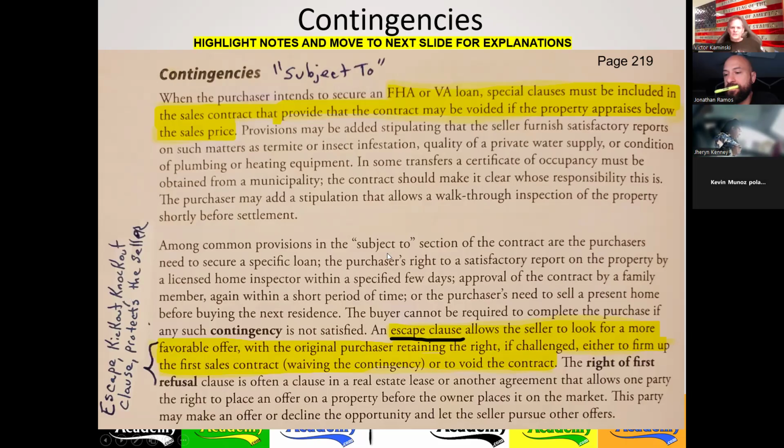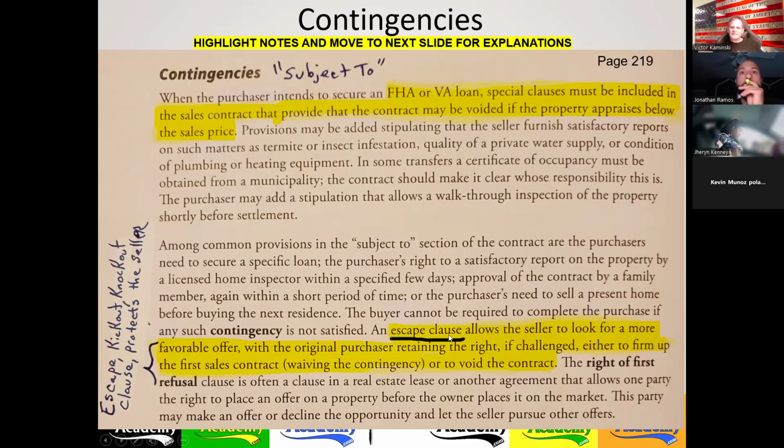See, among other provisions in the subject to section of the contract are when the purchaser needs to secure a specific loan, or the purchaser's right to a satisfactory report on the property by a licensed home inspector, or approval of a contract by family members who may be helping with the money to buy, again, within a short period of time, or the purchaser needs to sell their present home before they can continue with this purchase. The buyer cannot be required to complete the purchase if any such contingency is not satisfied.